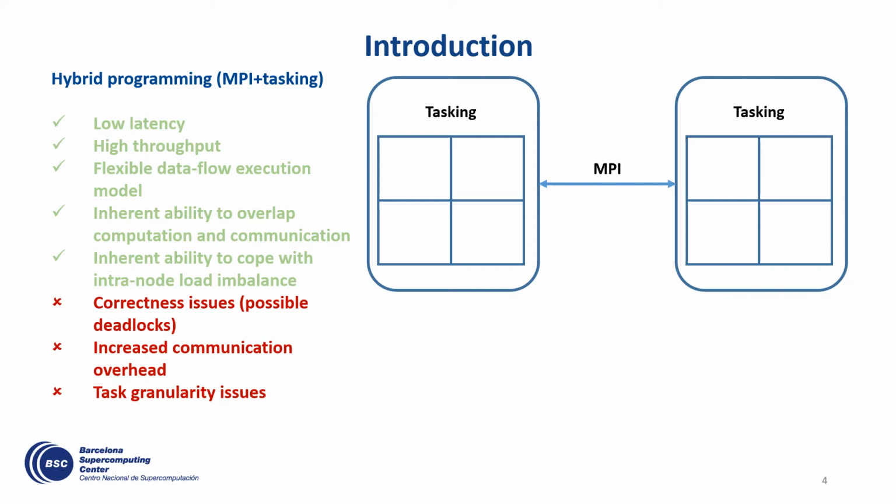Nevertheless, the combination of MPI and tasking still presents some challenges, like possible deadlocks if MPI calls are not properly placed, increased communication overhead in case tasks are blocked waiting for communication, and task granularity issues.